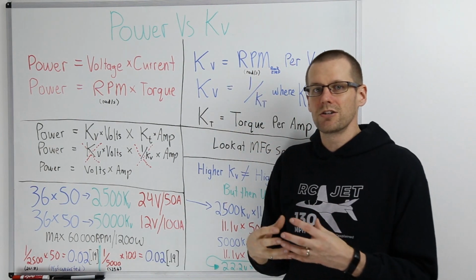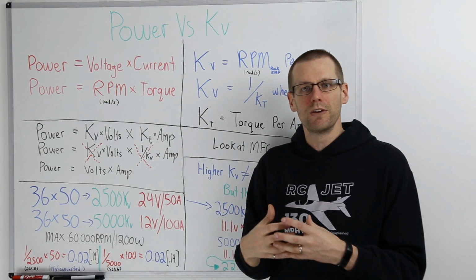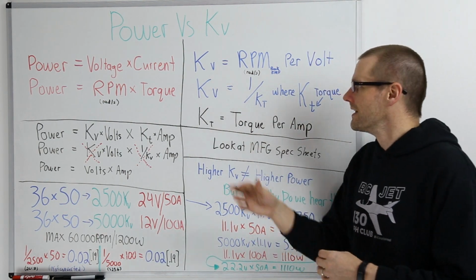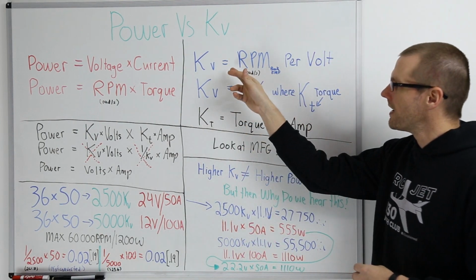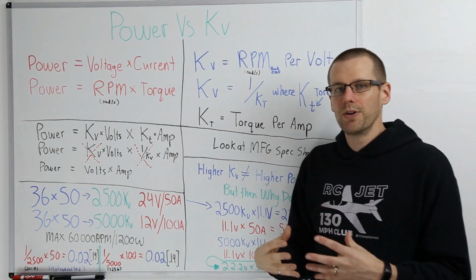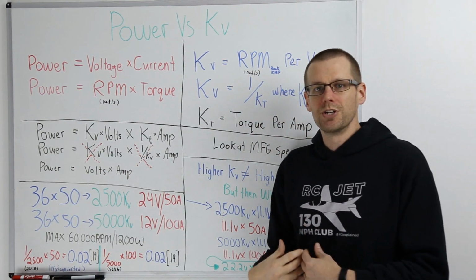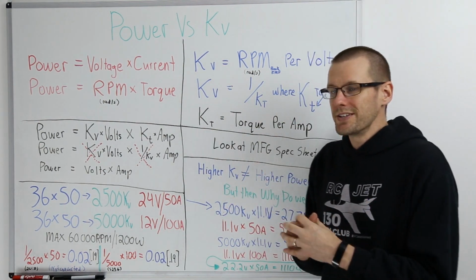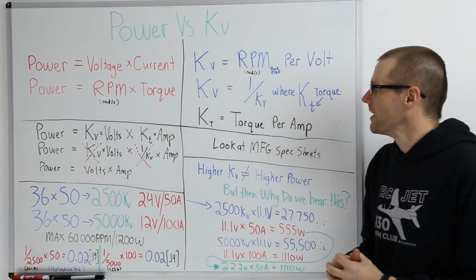kV is essentially a constant. This is what the big K stands for, and the small v refers to velocity. This is not kilovolts. It has nothing to do with kilovolts. So just keep that in mind, and this is equal to the RPM that you get out of that motor for every volt of voltage that you apply to it. Now this is a simplification of RPM just for the sake of getting through this video.